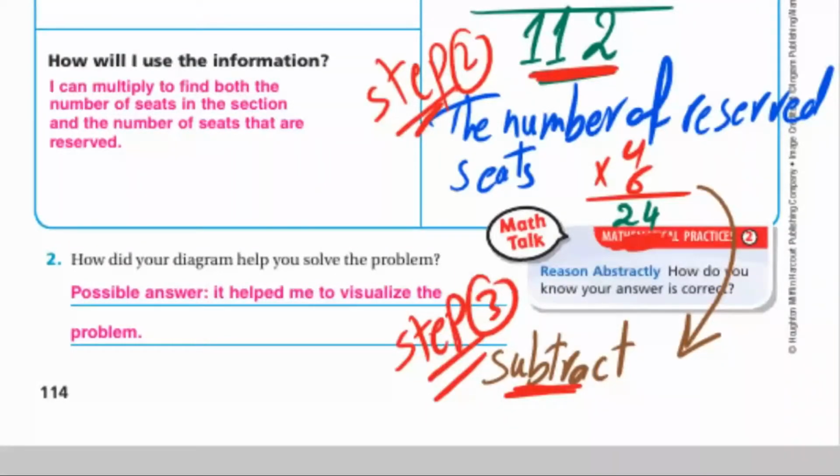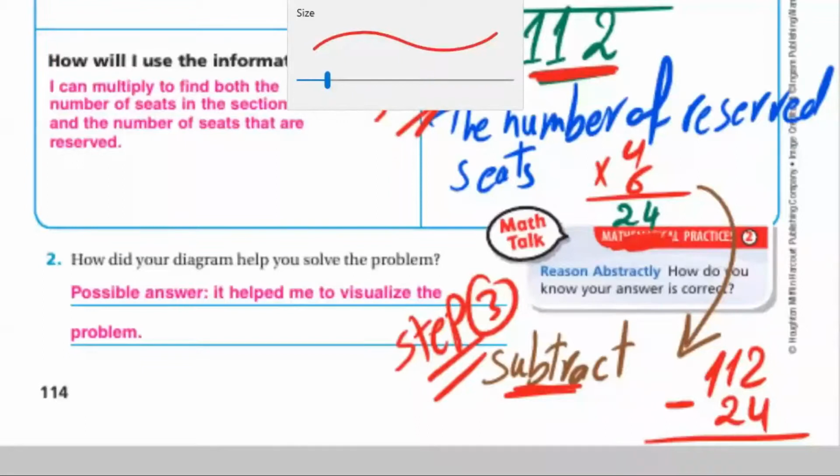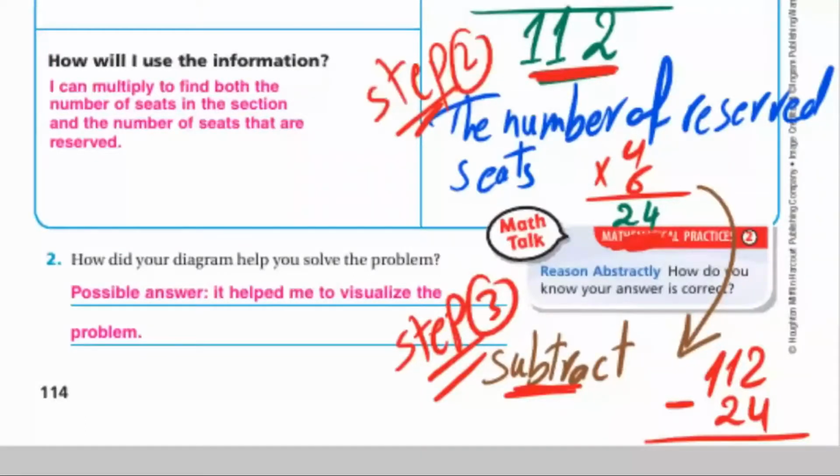Great job. We will subtract 112 minus 24. Let's subtract. 2 minus 4 we can't, so we take 1 from the 1, and it will be 12. 12 minus 4 equals 8. 0 minus 2 we can't, so we take from the 1. 10 minus 2 equals 8. So it's 88. So the answer is 88.